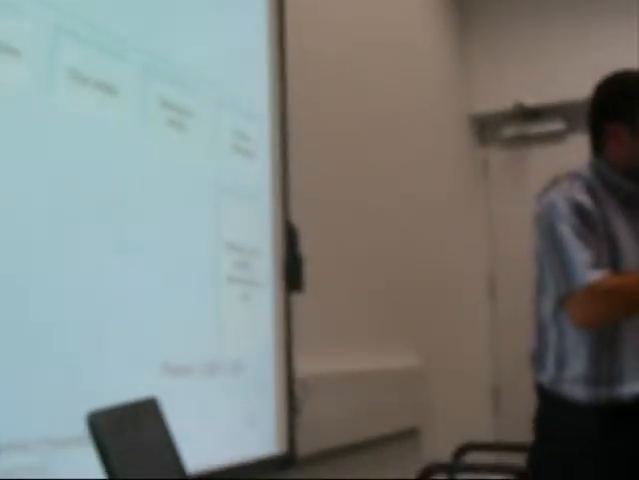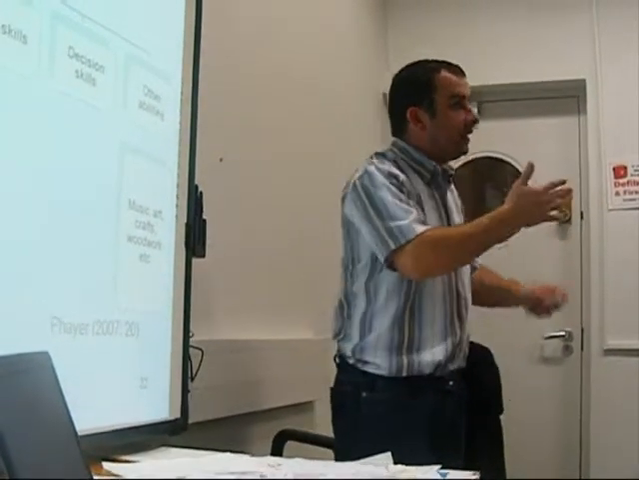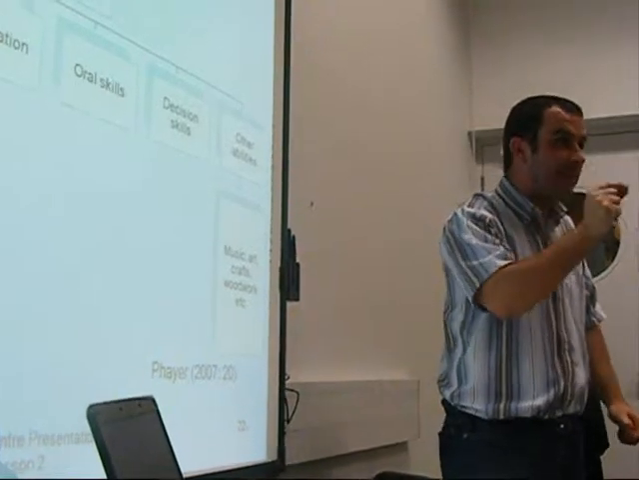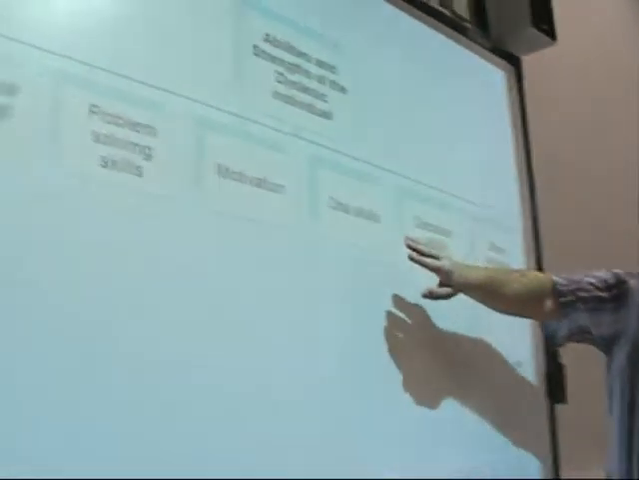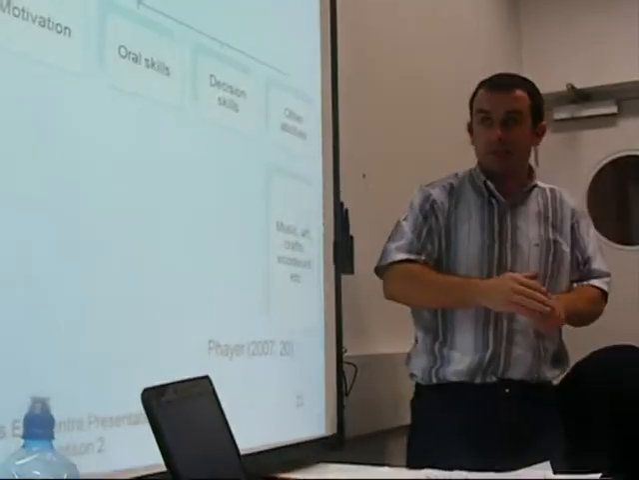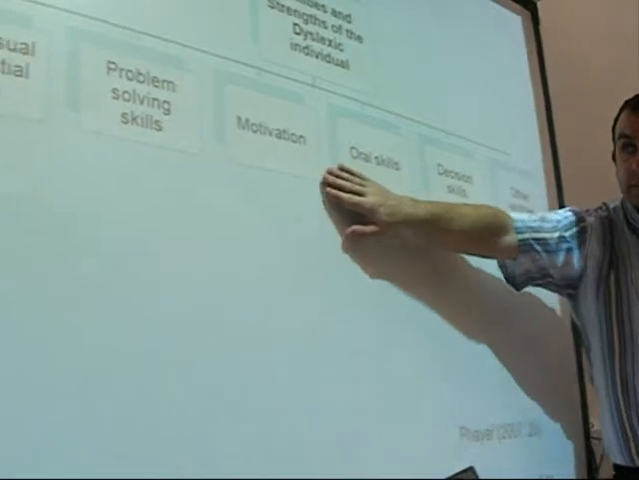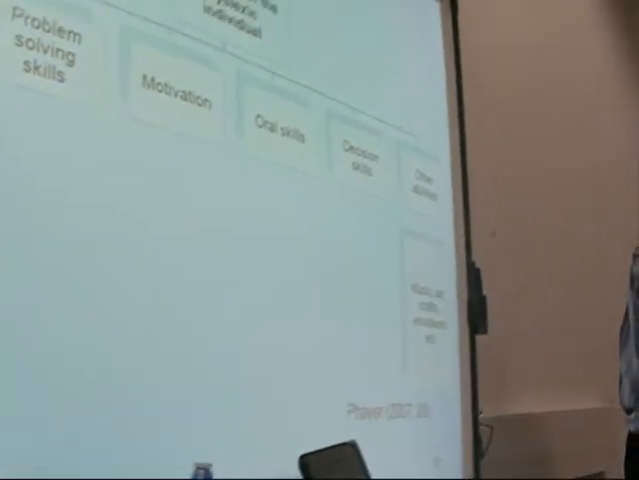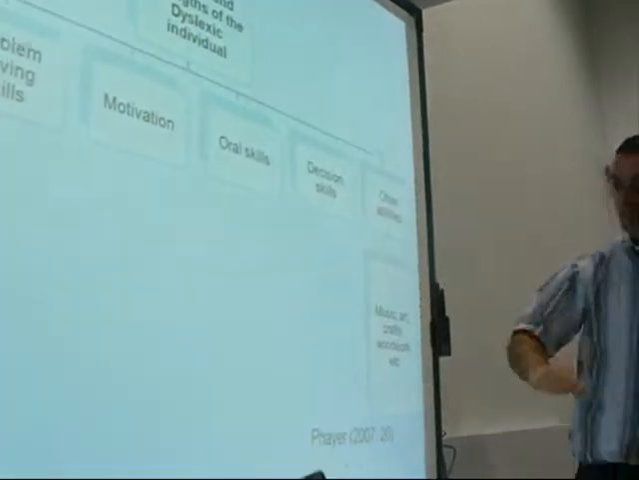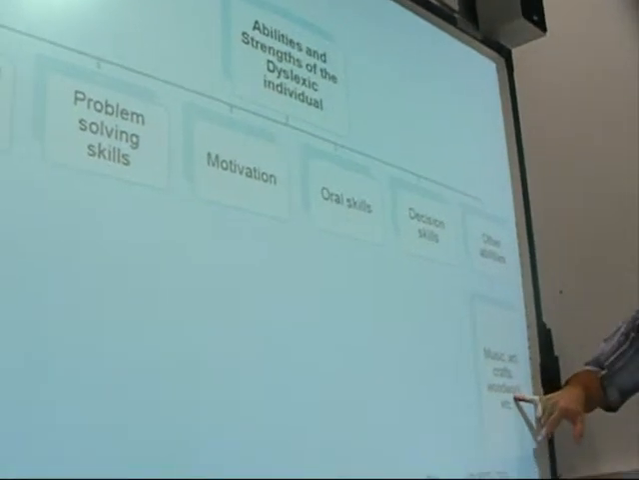Despite that, dyslexic children, be it at primary, secondary school or third level, do exhibit exceptional talents and strengths. The same goes for children with dyspraxia, autism and other problems, but it's about pinpointing exactly what they are good at and what they are not good at. They can have excellent visual spatial skills. They can be very good at solving problems that you and I could take ages to do. Certain dyslexic pupils can have excellent motivation skills as well as good oral skills, like in the case in your own school. The child was great at answering questions verbally, could do everything verbally, but when it came to reading and writing, forget about it. They can also have good decision skills and other abilities in music, arts and crafts, woodwork, etc.